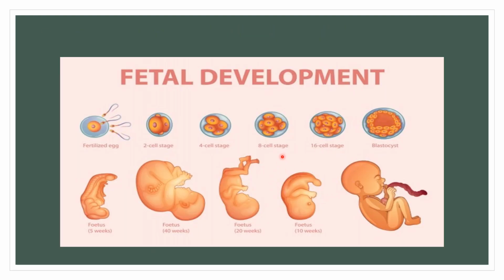Now let us discuss the stages in the development of a fetus, or we can say the baby's developmental stages. Already discussed with you, children, once fertilization takes place, that is what we call the fertilized egg. It will undergo cleavage, or division: 2 cell stage, 4 cell stage, 8 cell stage, 16 cell stage, and later it will form a blastocyst. From week 1 to week 12 we consider it as the first trimester.